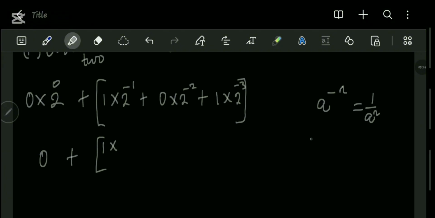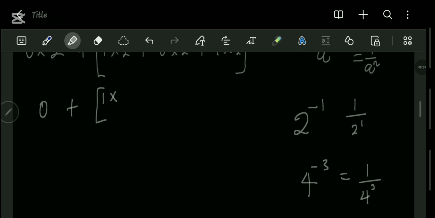Are you seeing that? So we have 2 raised to power minus 1. The minus here is 1 over, that is the inverse of 2 raised to power 1. Are you seeing that? If you have 4 raised to power minus 3, the minus there is the inverse of 4 raised to power 3. Are you seeing that now? So I've applied that here.